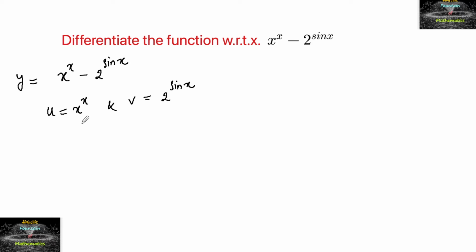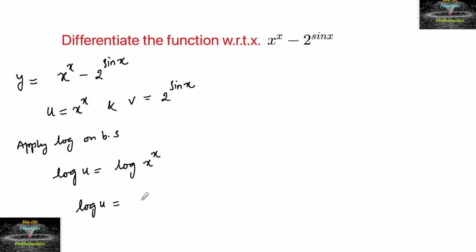So for u is equal to x to the power of x, let us apply a logarithm. Apply log on both sides. So we have log u is equal to log of x^x, which can be written as log u is equal to x log x by using the property log a^m is equal to m times log a.